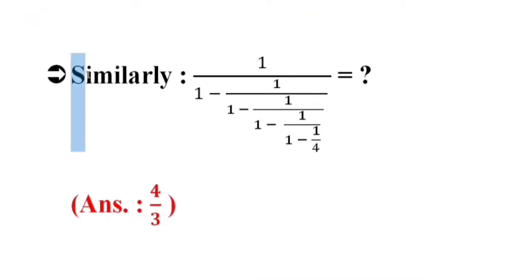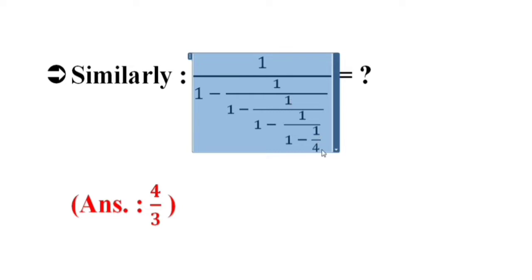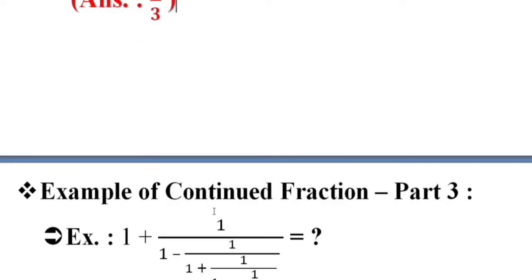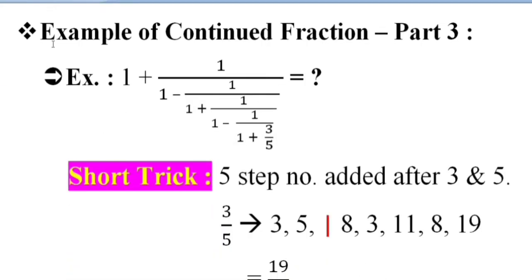Similarly, 1 by 1 minus this problem equals what? Answer is 4 by 3. Example of continued fraction, part 3.